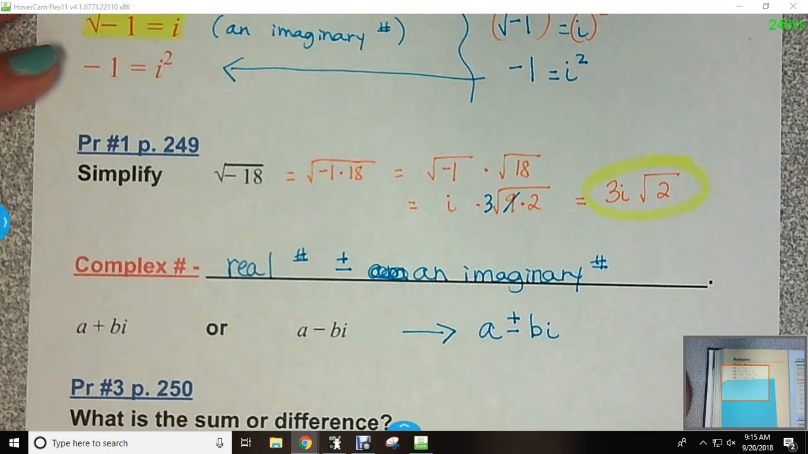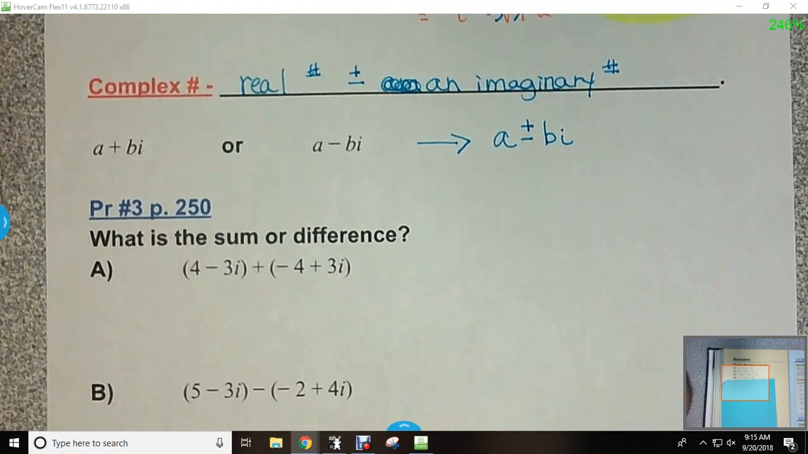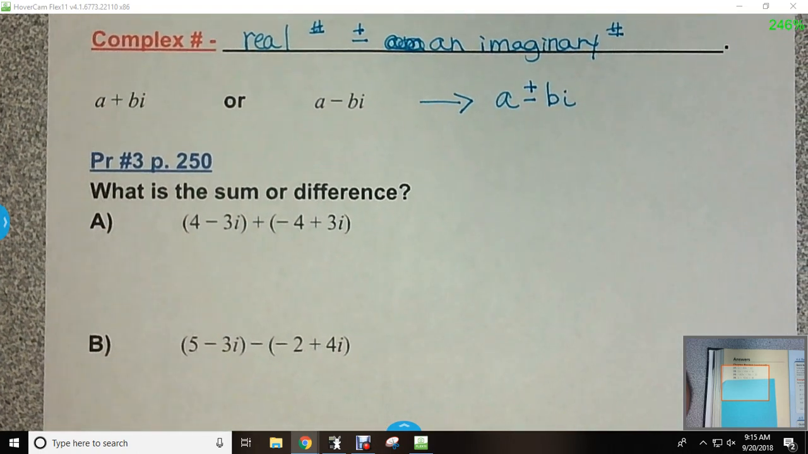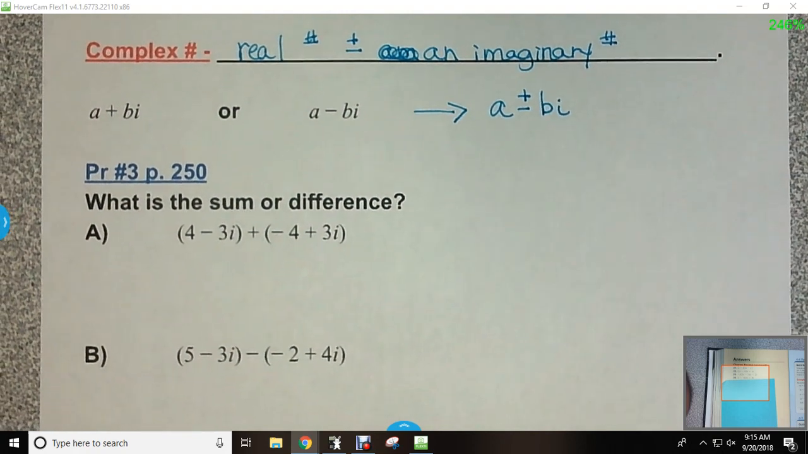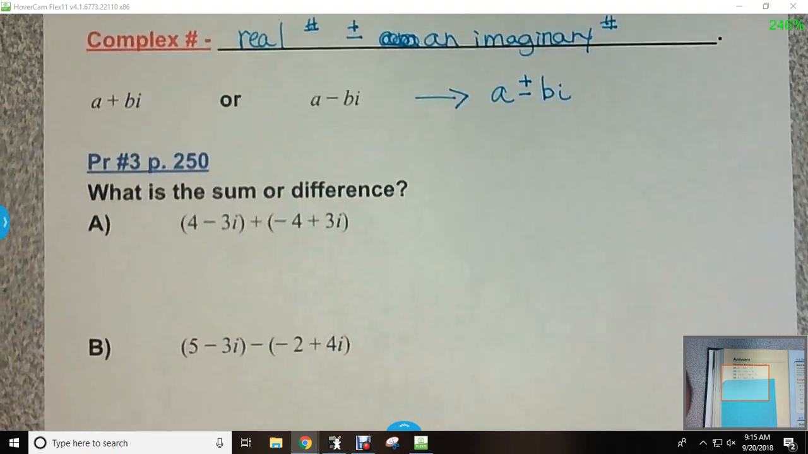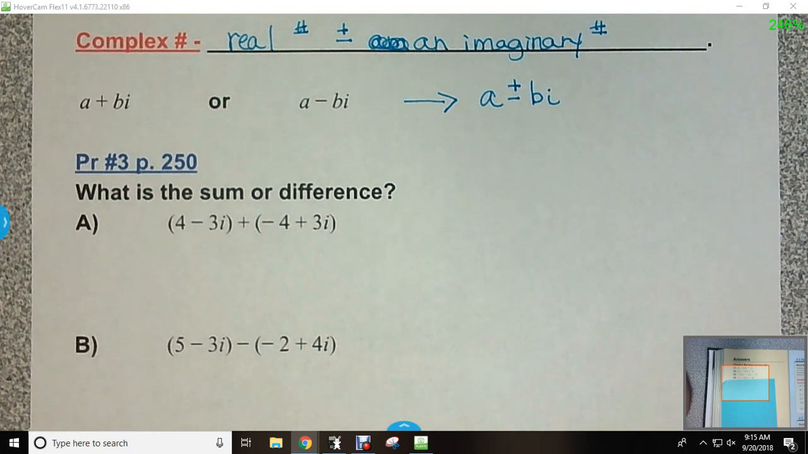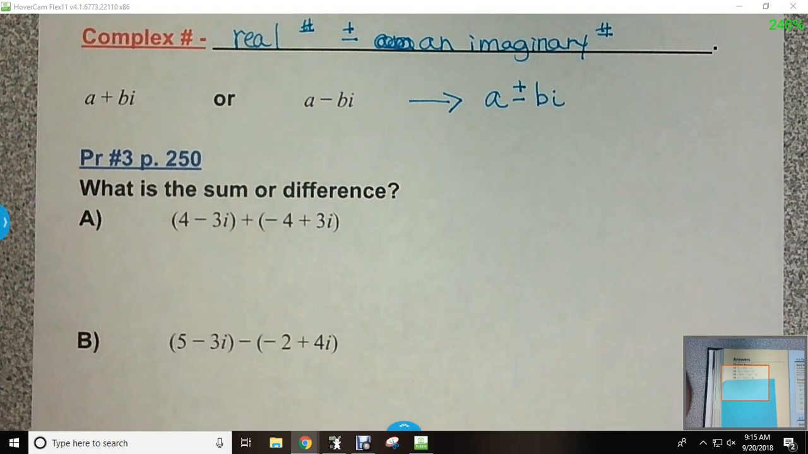So now, moving on to problem 3. We're going to talk about the sum and difference of complex numbers. Well, this is going to work just like other things that you have found the sum and the difference of. You're going to treat the i just like you would any other variable. So here's where we start.